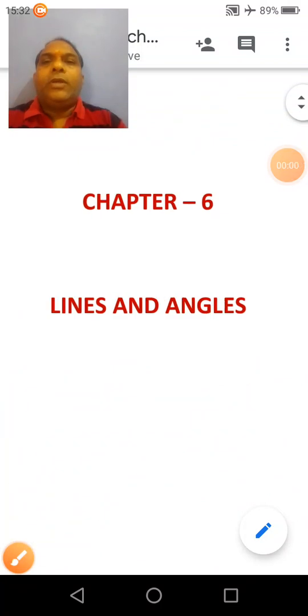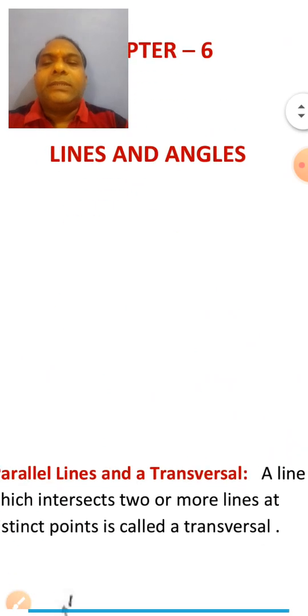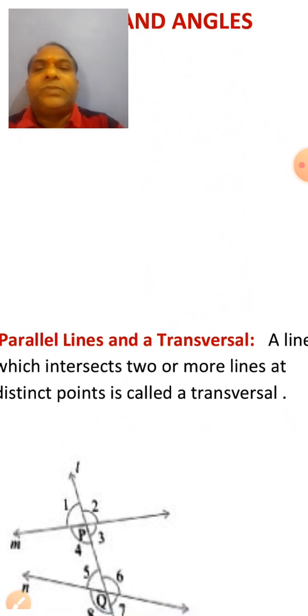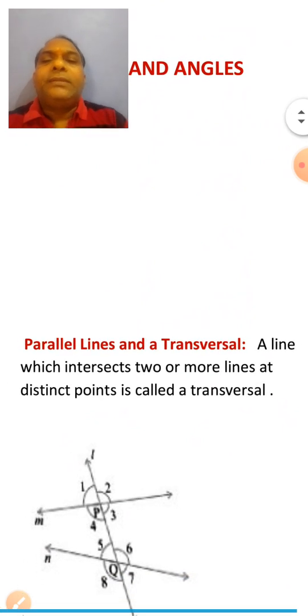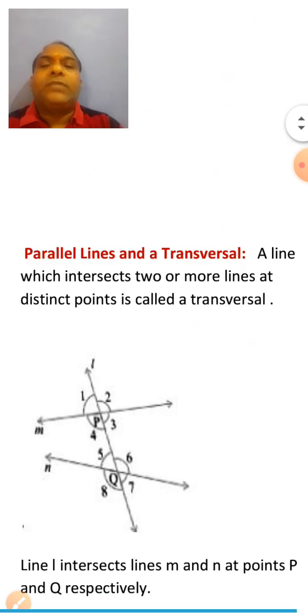Good morning, students. Now in chapter 6, lines and angles. Next topic is parallel lines and a transversal. So a line which intersects two or more lines at distinct points is called a transversal.